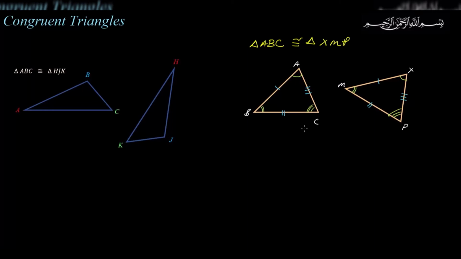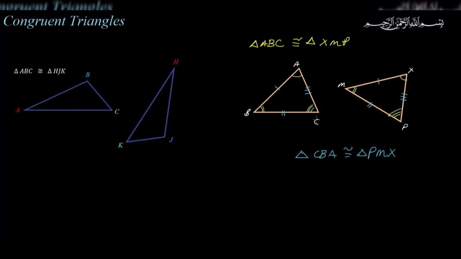Now it would also be perfectly all right to say triangle CBA is congruent to, well, let's figure out which one corresponds with C. C is P, right? That's going to be congruent with triangle P, and then B corresponds with M, and then X. So this would also be correct. Triangle ABC is congruent to XMP, and triangle CBA here is congruent to PMX.